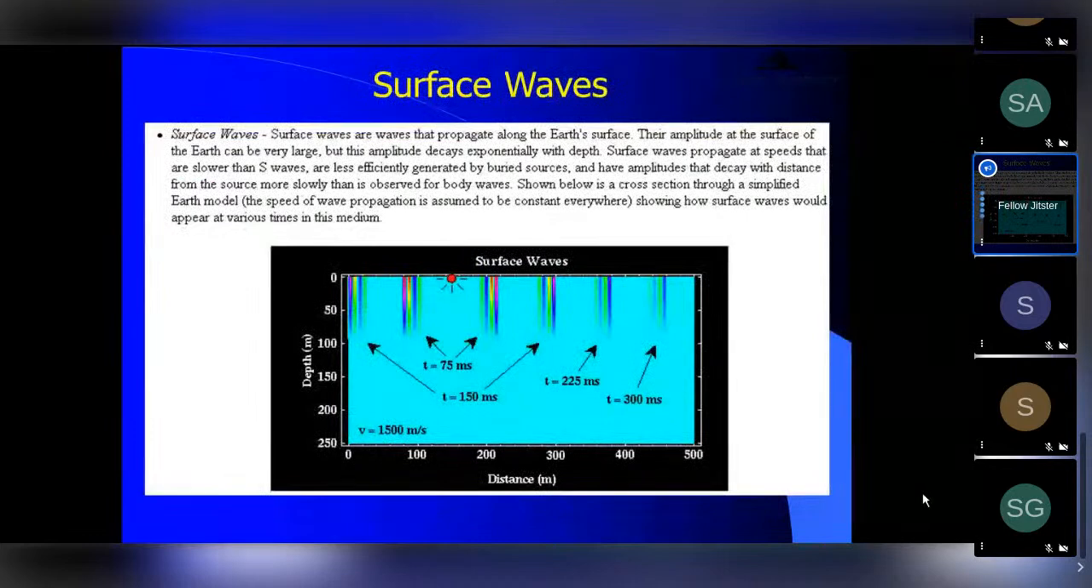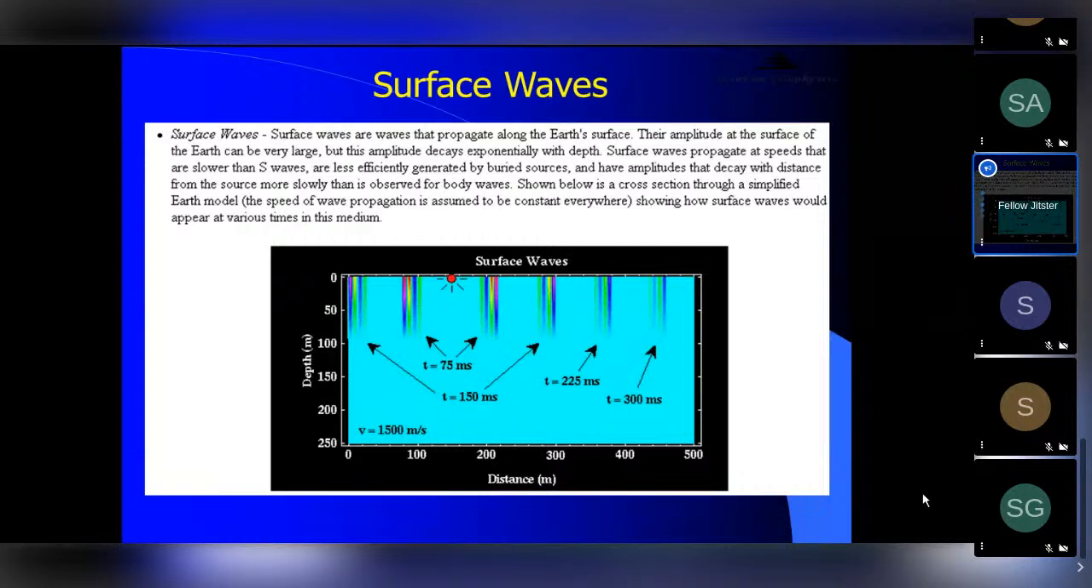So these are surface waves. You can see again the red point is the disturbance point, and then you can see what's happening at 75 milliseconds, 150 milliseconds, 225 milliseconds, and 300 milliseconds in water, which is 1500 meters per second. The surface waves are propagating in that. Surface waves are waves that propagate along the Earth's surface. Normally, if you are a seismologist, you are mainly interested in the surface waves, because the surface waves travel very close to the surface and the amplitude is maximum.